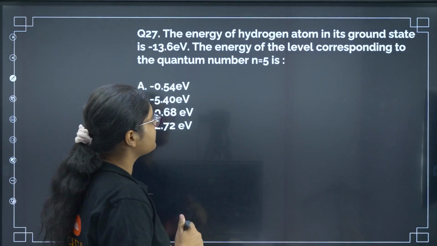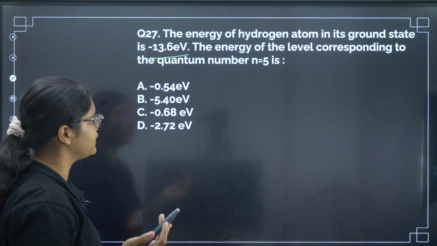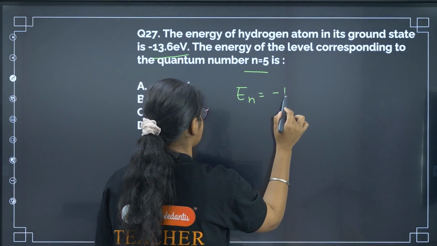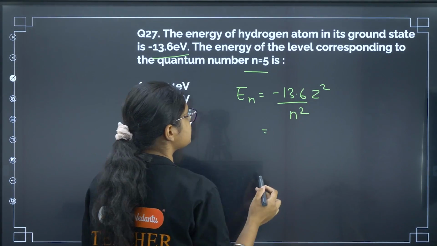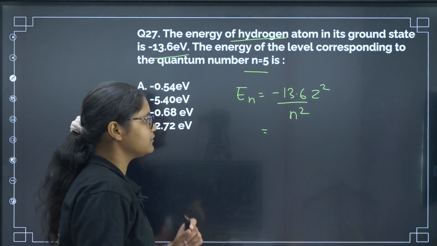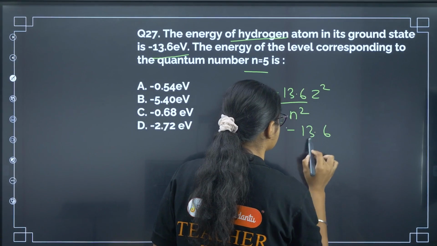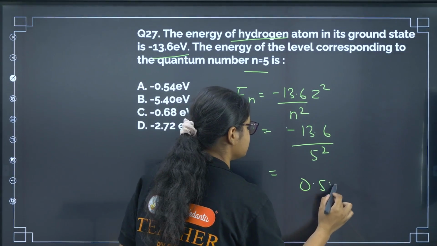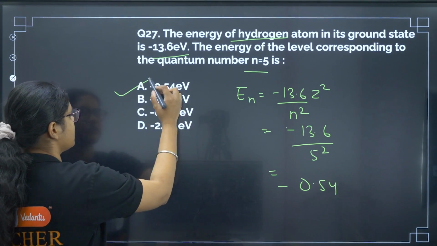Next, the energy of a hydrogen atom in the ground state is minus 13.6 eV. The energy of the level corresponding to quantum number 5 is? So E of any orbit is minus 13.6 Z square by n square. Here since it is hydrogen atom, it's given hydrogen atom, right? Yes, hydrogen atom. So Z value is 1. n value is quantum number 5. So minus 13.6 by 5 square. So this value will give you around minus 0.54. Okay. So the correct answer for this question will be option number A.